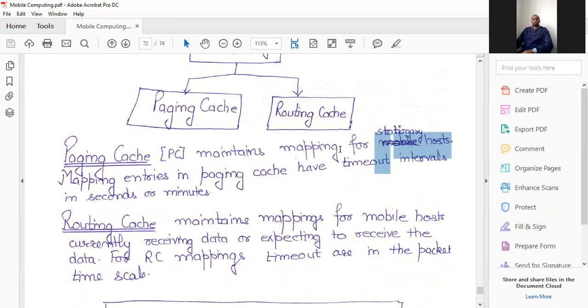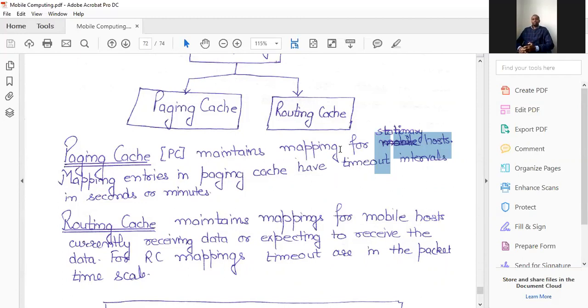Stationary is not that they are not moving. Stationary is that they are moving, but they are not changing network. It's like they are just in one place. They could be moving, but they are basically in one network. So paging cache keeps a fast memory, which can be accessed fast by the telecommunication devices, of the IP addresses of those devices that do not change network from time to time.